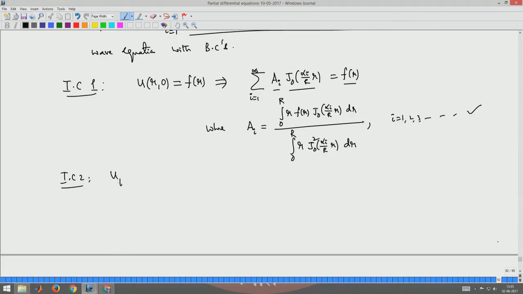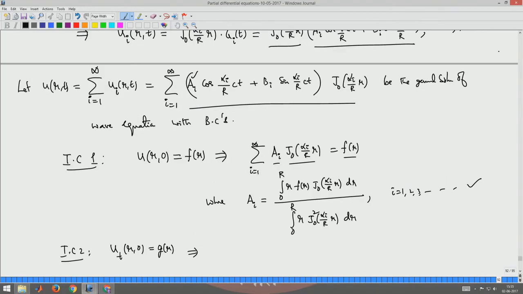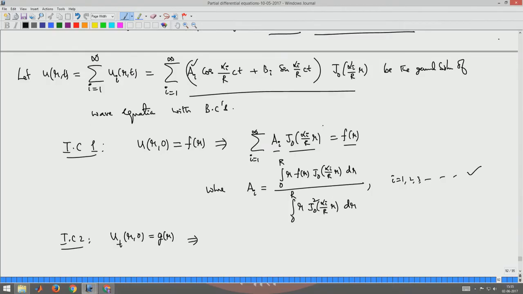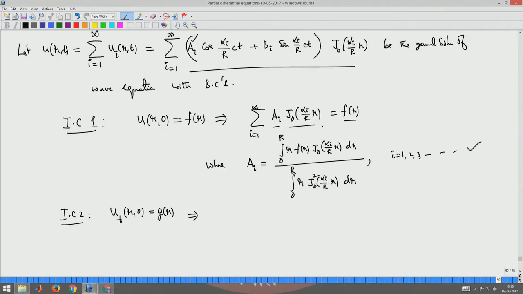So, you have u_t at r, 0 is g of r. If you differentiate this, the cos becomes sin, so this will go away, and you put t equal to 0 after differentiation with respect to t. So, what survives is b_i alpha_i c / R. So, you can see what you get is the sum over i from 1 to infinity of alpha_i b_i c / R.